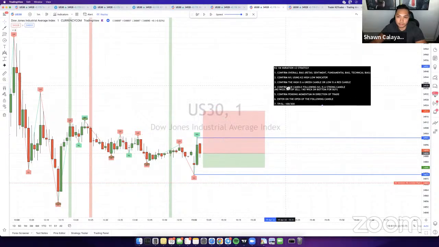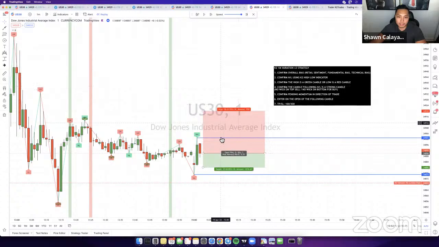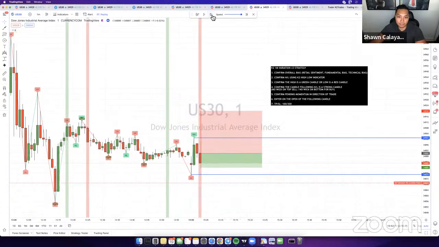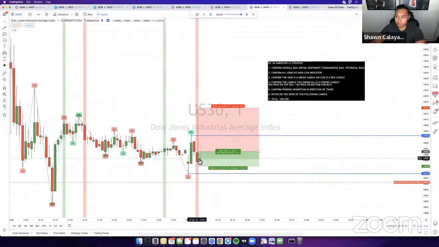So again, right here, Stanley, I'll go over the requirements one more time. Overall bias is a sell. Second, we confirm the high right here. Third, we confirm that the high candle is a green. Fourth, we confirm that the following candle is a strong candle in the opposite direction, so a strong red candle right here. Lastly, you confirm that there's a momentum that's pending in this direction. With that said, you enter a sell, you let it run. And there you go. There's that momentum that we were looking for.